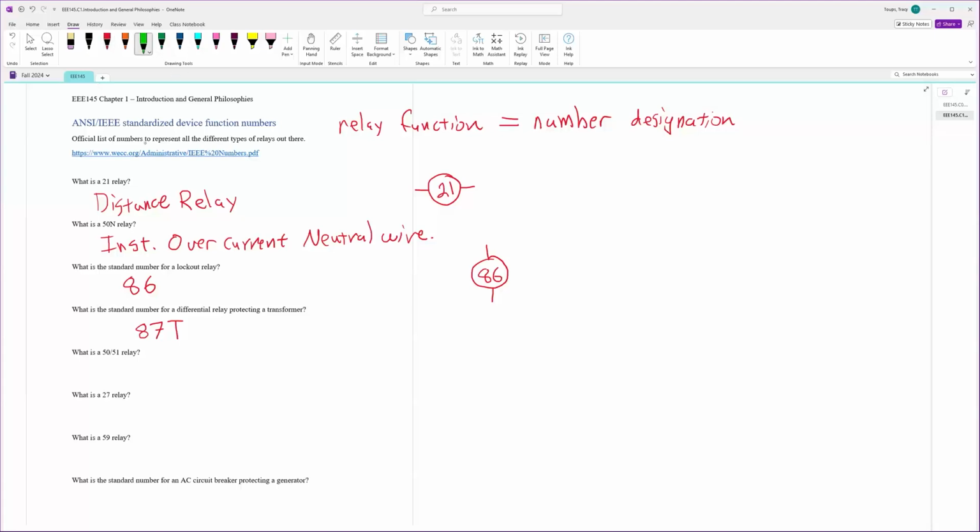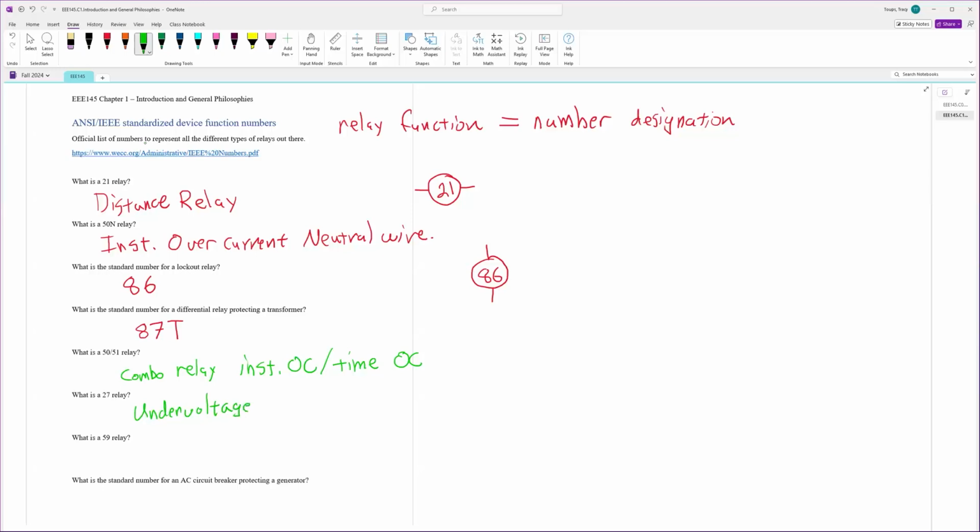Let's select colors real quick. 50-51 relay, this is a combination relay, so we call it a combo relay, that has an instantaneous overcurrent and a time overcurrent as well, because 51 is a time overcurrent. Typically, these are built together in one device. Okay. What's a 27 relay? So let's look it up. 27 is under voltage.